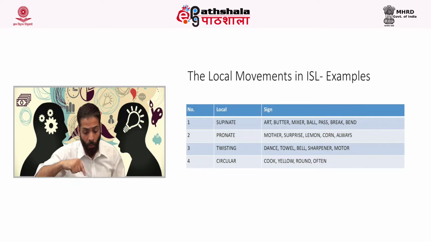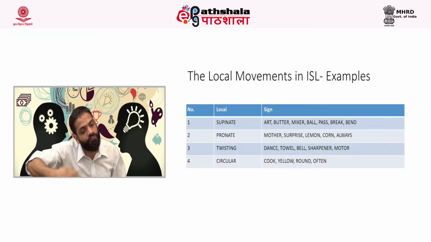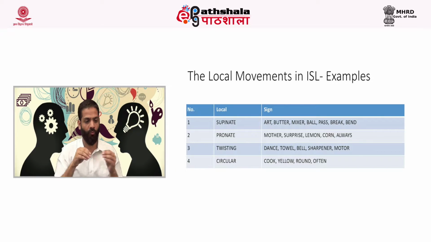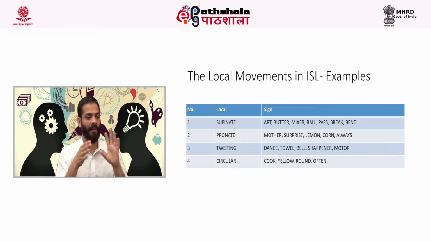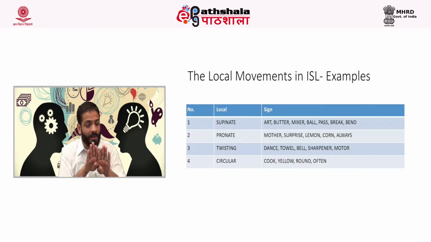Round, often is tomorrow, tomorrow, tomorrow. That is daily, daily, daily. That's why it's often or always. That is the movement. The other movement is opening, where the hand opens. For example, hate, angry, carom, surprise, bright. So it opens. The next movement is closing. So for example, mosquito, orange, chat, perfume, duck or dog.